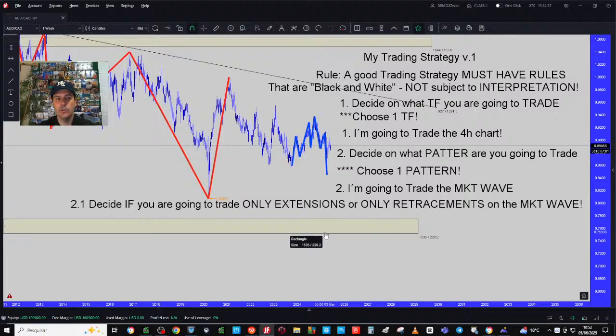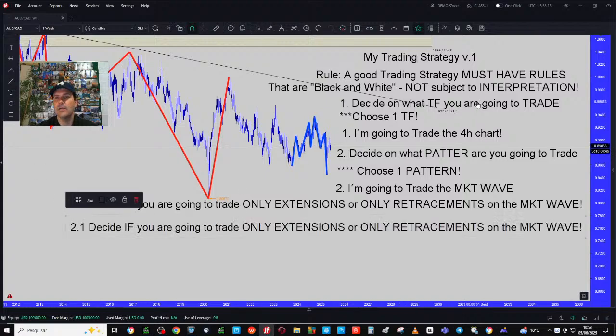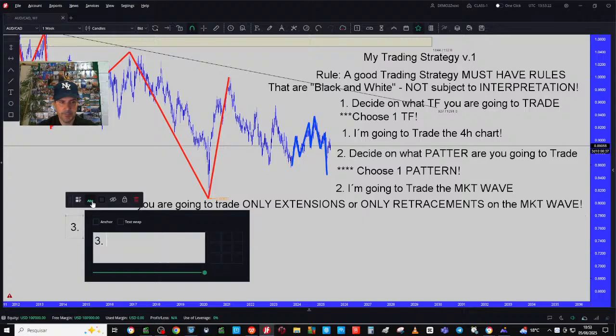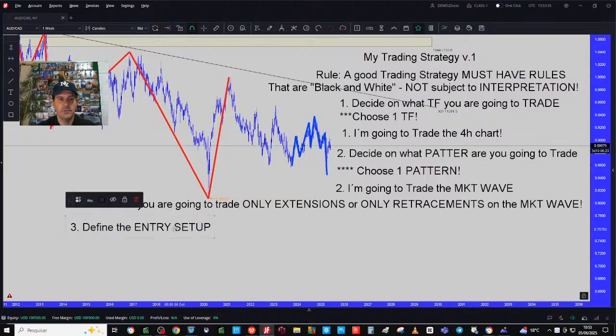By the way, next week we are going to trade on the demo account, everybody. We're going to trade the market wave and the short-term trends. So 1 check, 2 check. Number 1, decide on what time frame you are going to trade. Number 2, decide on what pattern you are going to trade. Number 3, define the entry setup. Here we need to pay attention.